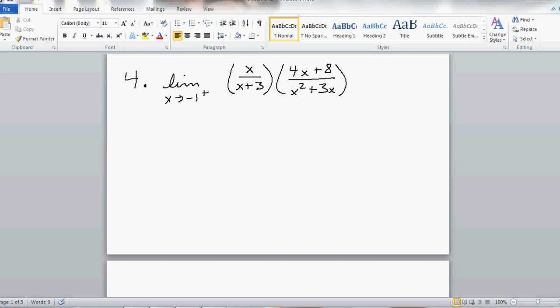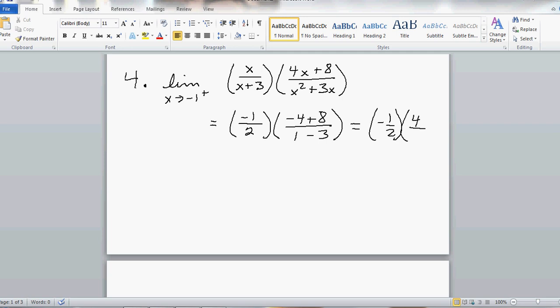The limit as x approaches -1 seems to exist, so that's all we really have to find. So this is relatively simple. It's just a simple substitution. We're going to get -1 over 2 times -4 plus 8 over 1 minus 3. So this will be -1/2 times 4 over -2. And notice the negatives will cancel each other out, and we're left with the answer of 1.